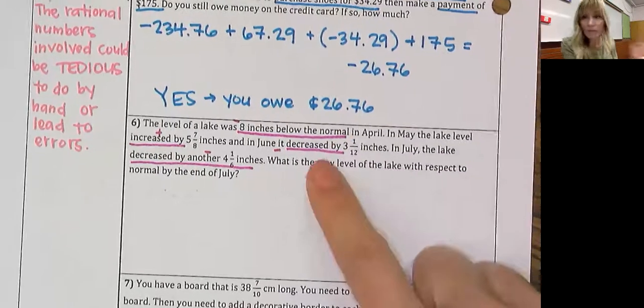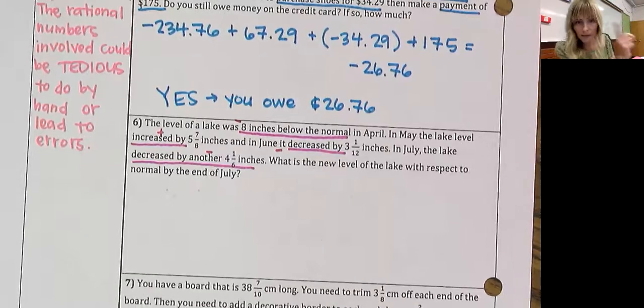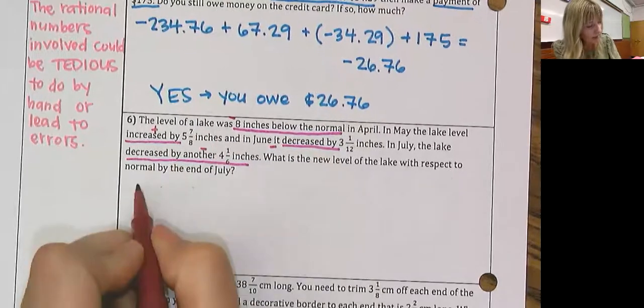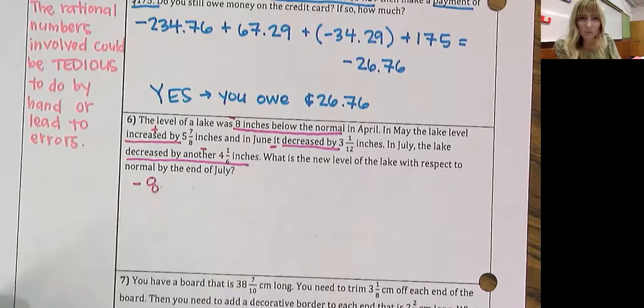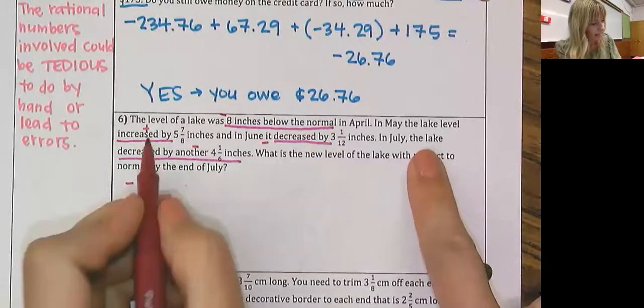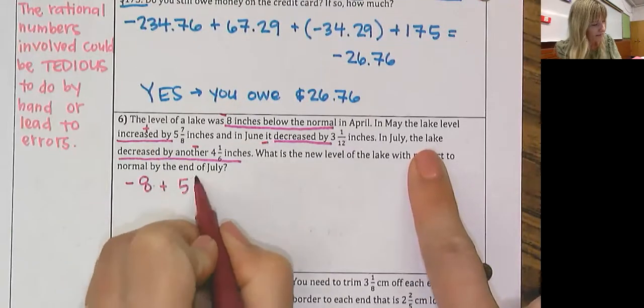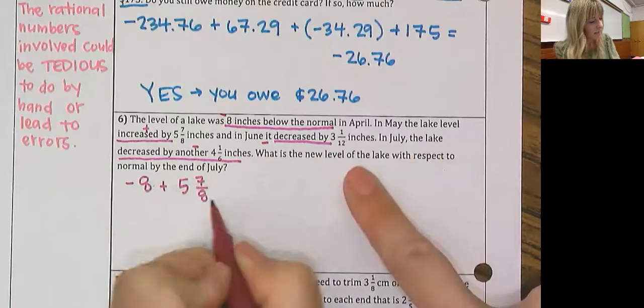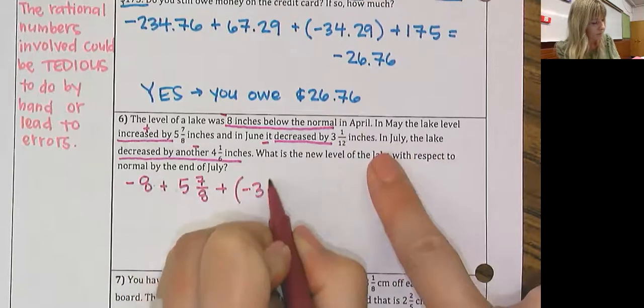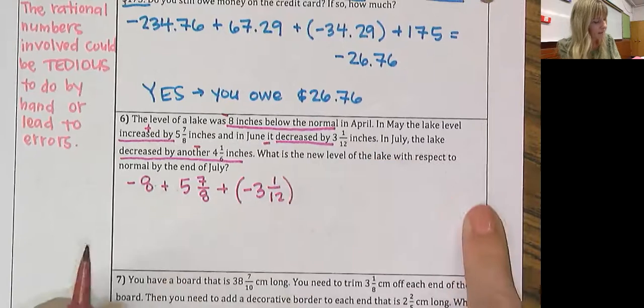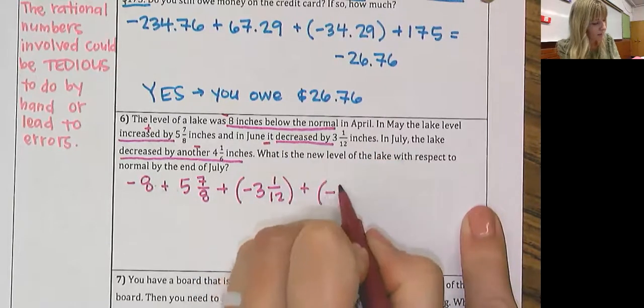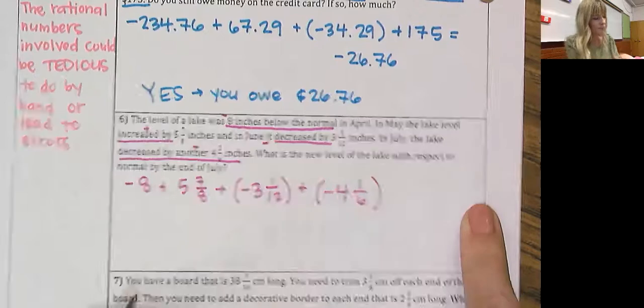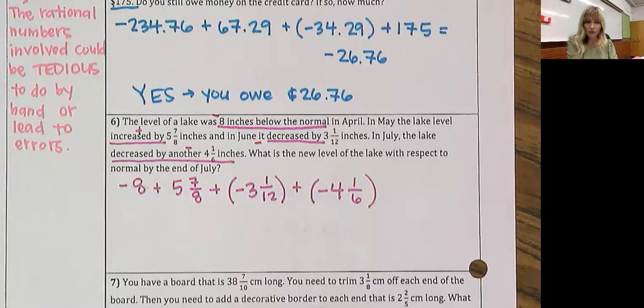I'll show you, but first you're gonna set it up. Don't touch a calculator until you set it up. The level of a lake was -8 inches below normal, then increased by 5 7/8, decreased by 3 1/12, decreased by 4 1/6. What's the new level of the lake?